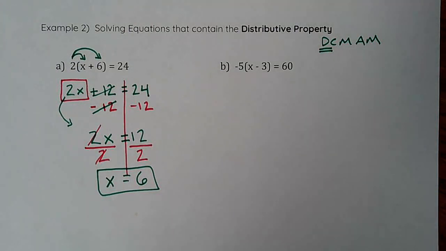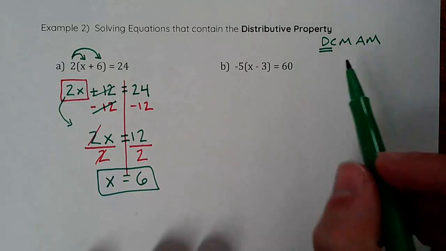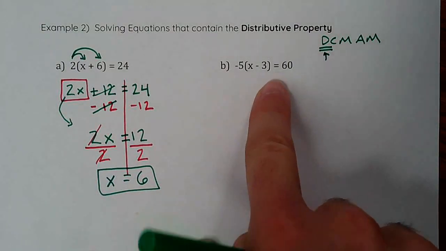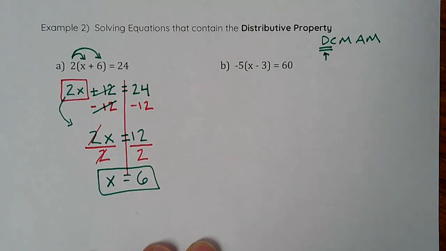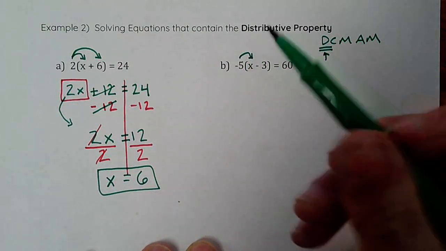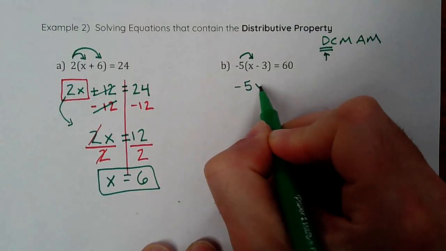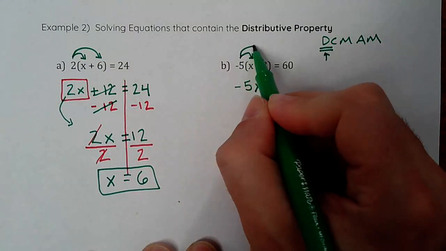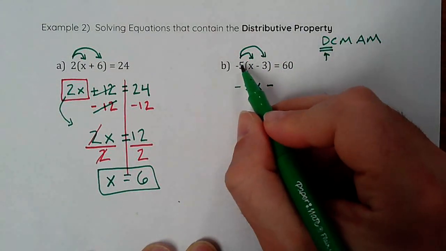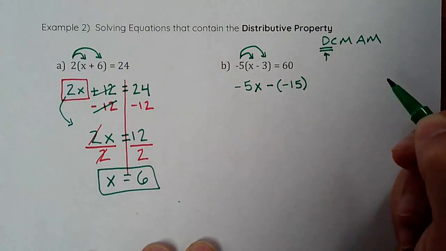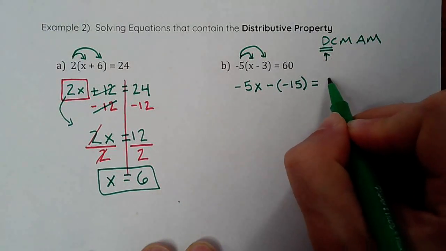Letter B. First thing I look for again is, can I distribute? And in this problem, I see parentheses with my distributive property. So I'm going to go ahead and do so. Negative 5 times x is negative 5x. Minus negative 5 times 3. Negative 5 times 3 is negative 15. Equals 60.